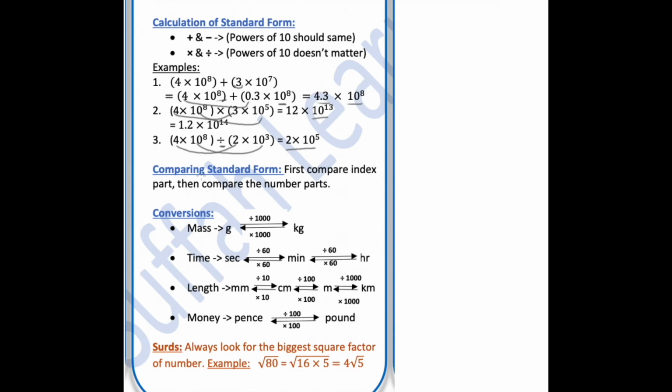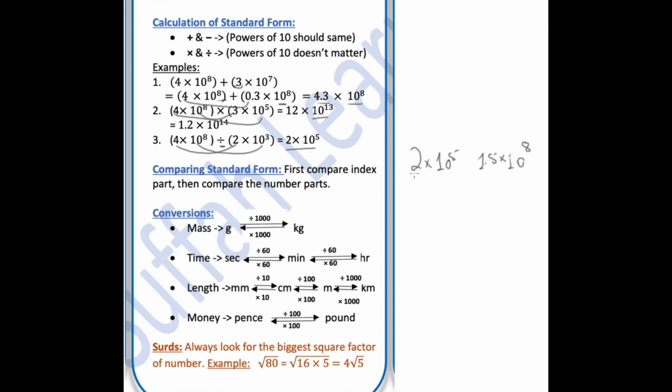Now next is comparing standard form. Whenever you have to compare standard forms, the first thing is to compare the index part, and then you compare the number parts. So let's suppose we have two numbers here. The first is 2 times 10 raised to the power 5, and the second number is 1.5 times 10 raised to the power 8.